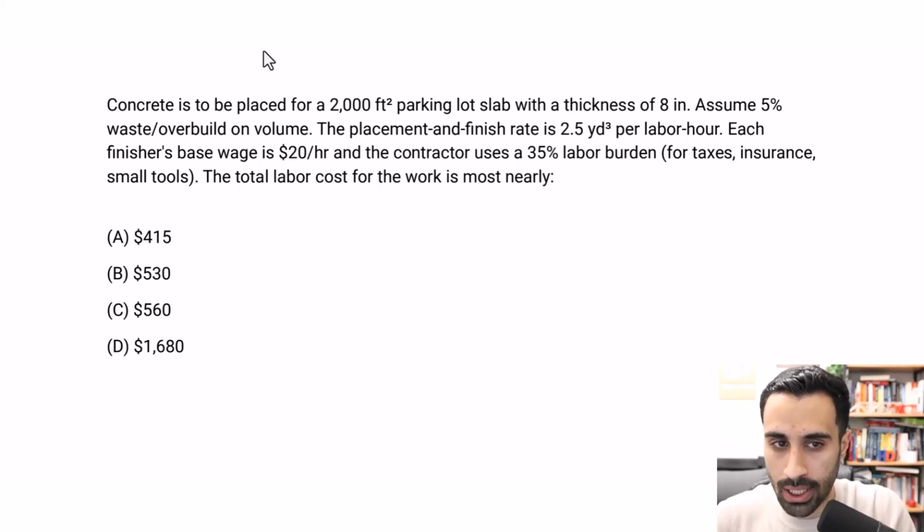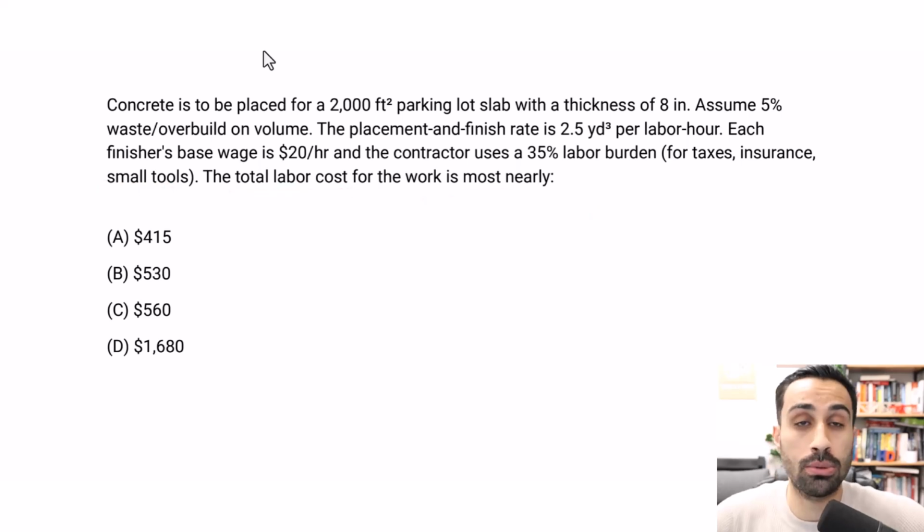Concrete is to be placed for a 2,000 square foot parking lot slab with a thickness of 8 inches. Assume 5% waste overbuild on the volume. The placement and finish rate is 2.5 cubic yards per labor hour. Each finisher's base wage is $20 per hour, and the contractor uses 35% labor burden. That's for taxes, insurance, and small tools. The total labor cost for the work is most nearly what?